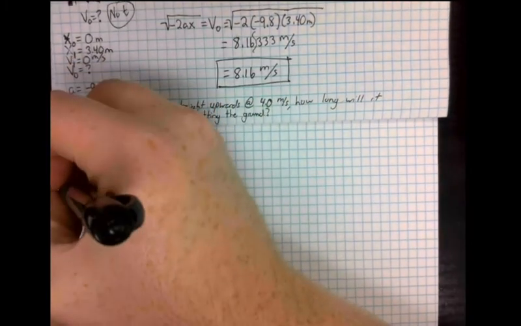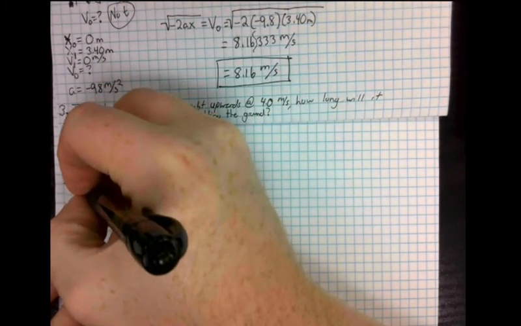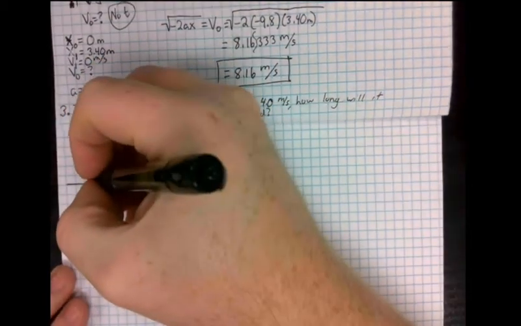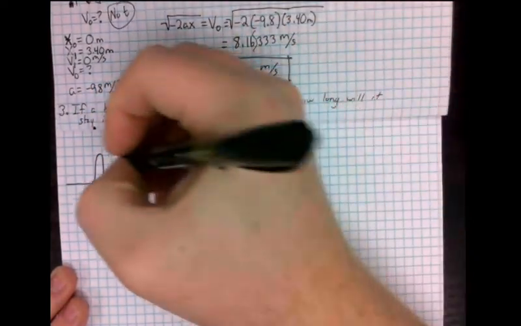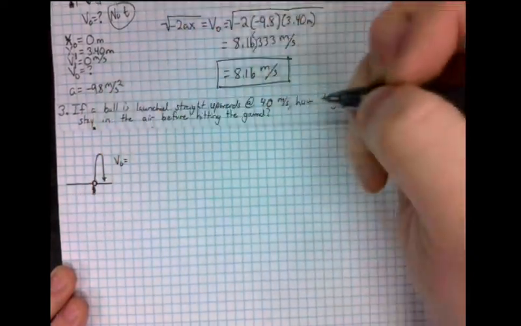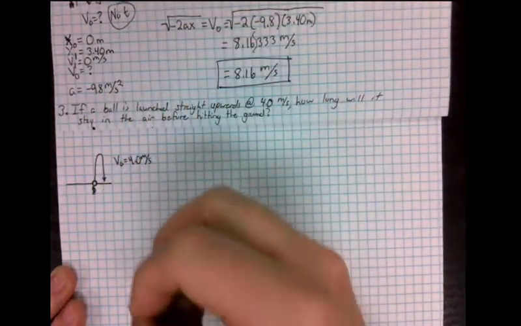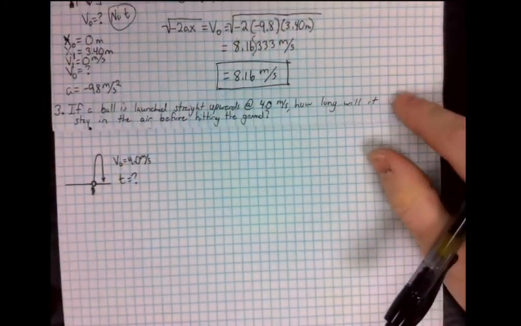I'm going to work out the same example as before. So we've still got our ball. I'm going to presume it's launched by a spring, and it's going to get launched upwards at an initial velocity of 4.0 meters per second, and we want to know the time that it will stay in the air.